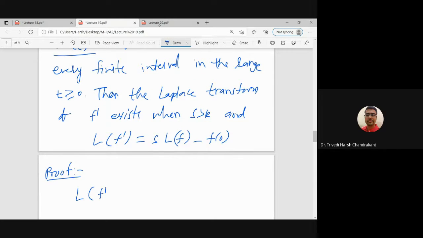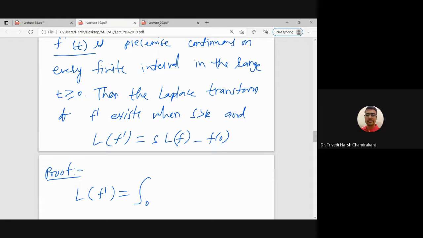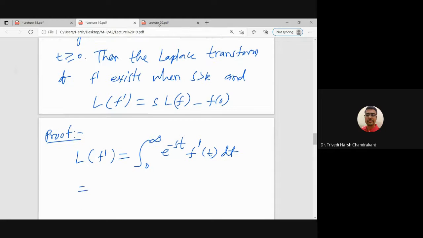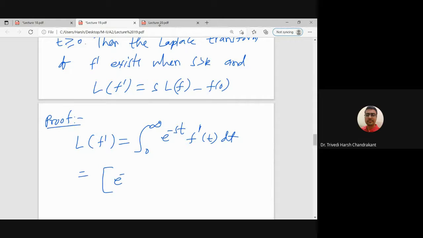The Laplace transform of f dash t is defined to be the integral from 0 to infinity of e power minus st times f dash t dt. We are finding the Laplace transform of the derivative of function f. If we apply integration by parts, we get e power minus st as it is, integration of f dash is f, with limits 0 to infinity, minus the integral of the derivative of the first function, that is minus s times e power minus st, times integration of the second function, that is f t dt.